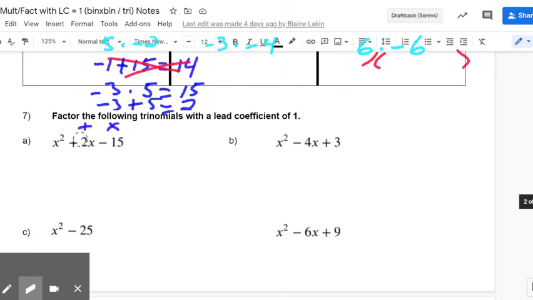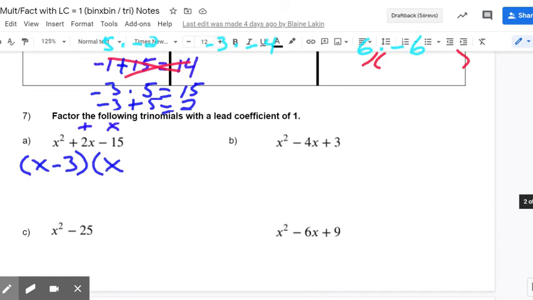All right. So when we go ahead and write those two binomials, we're going to write x minus 3 times x plus 5. And we'll prove it on this first one, but not on the rest. We'll prove that that's true.